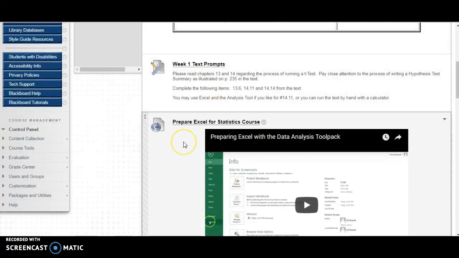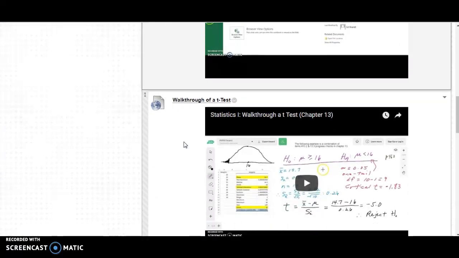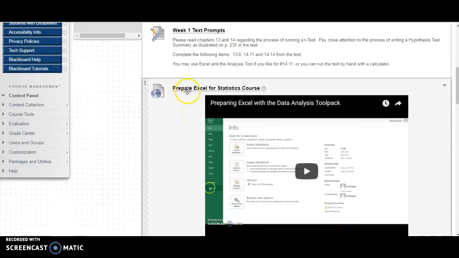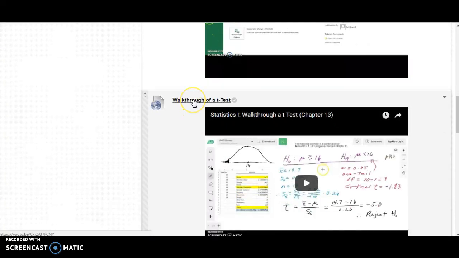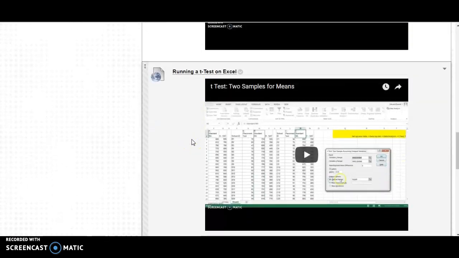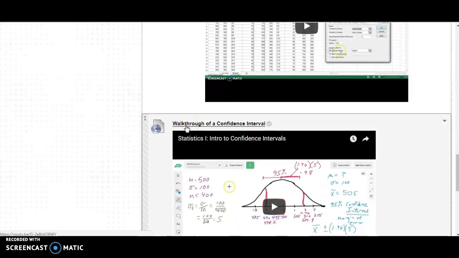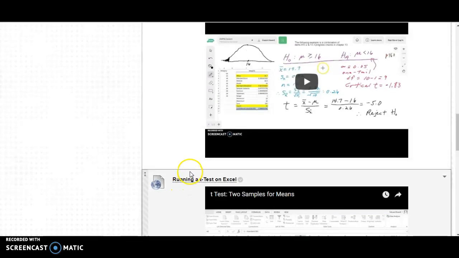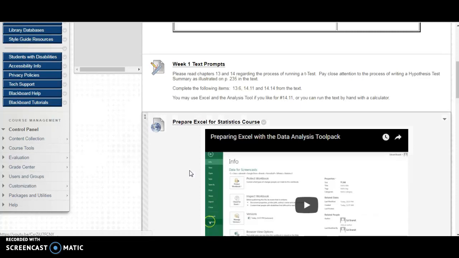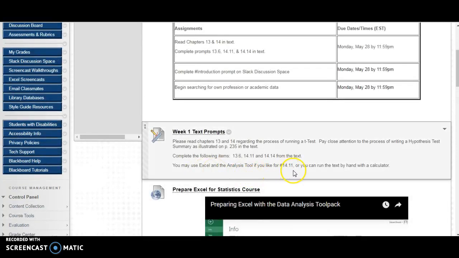Also further down on here, you'll see that I posted videos, some of which are based on Excel and how to use Excel for this chapter of the text, but also a screencast that walks you through the idea of what's going on with a t-test. And then further on down here with conducting and finding confidence intervals. So take a look at these screencasts if you like. Also, the Excel ones again are helpful, I believe, if you want to solve, for example, 14.11 here. It can be done on Excel rather easily.